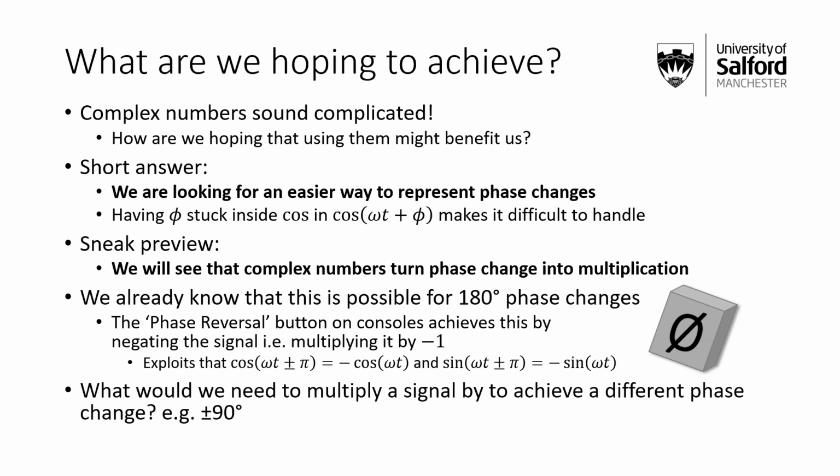So the question really is, what would we need to multiply a signal by to achieve a different phase change, so plus or minus 90 degrees. Maybe that's where we'll start. So we can do 180, let's see if we can do 90.